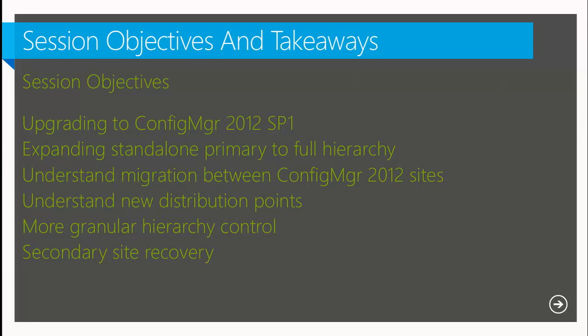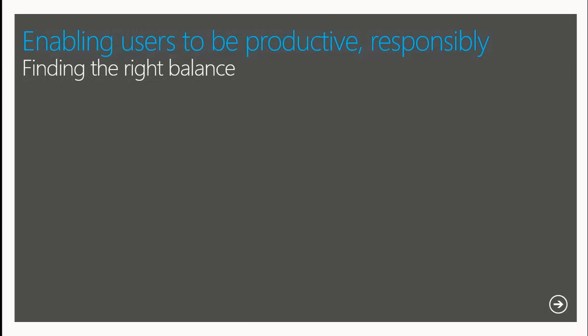So the specific things we'll be talking about is, first off, how to upgrade to Configuration Manager 2012. Because of the SQL replication and because of the new model that we're using there, it is a little bit of a different experience specifically around the interoperability. We'll also be talking about site expansion. We'll also talk about migration, which is different because we've expanded it from not just 2007 sites to also being able to migrate from other 2012 SP1 sites. We'll talk about new distribution points and also the more granular hierarchy control and secondary site recovery options that we've added into the product. So let's get started.